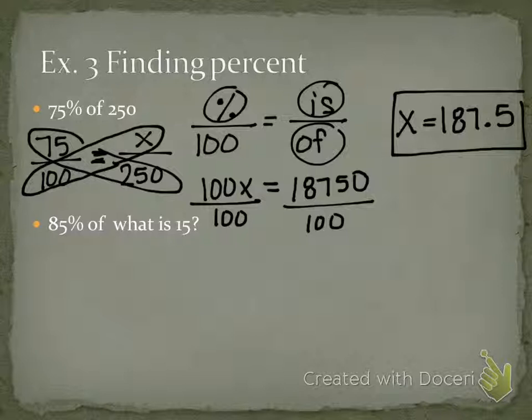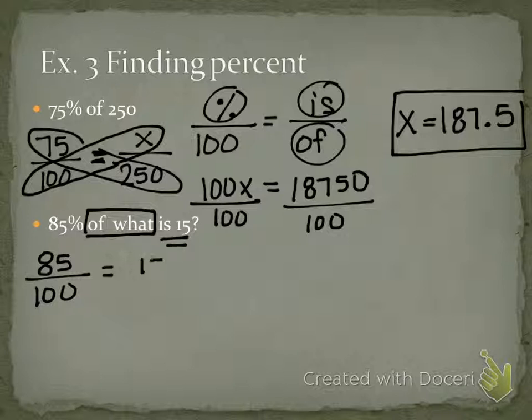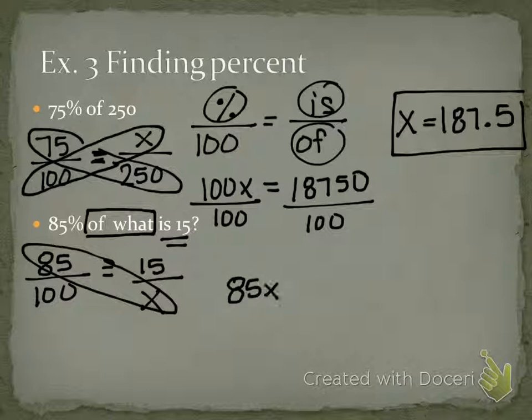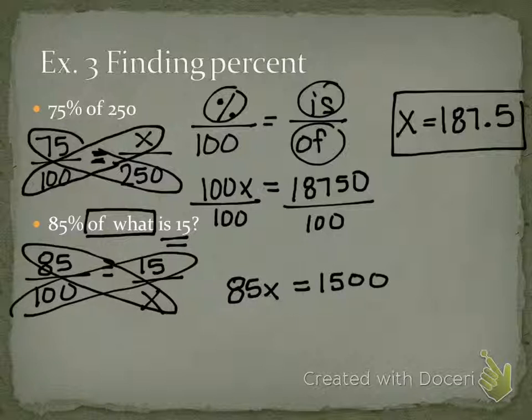Okay, let's do this next one. Remember, percentage over 100 is over of. So let's look. Percentage is 85, so I write 85 over 100. It says of what. Do I know what of is? Nope. So my of is going to be my question mark. Is goes on top, is over of, so that's 15 over x. Again, cross multiply. 85 times x is 85x equals 15 times 100 is 1,500.